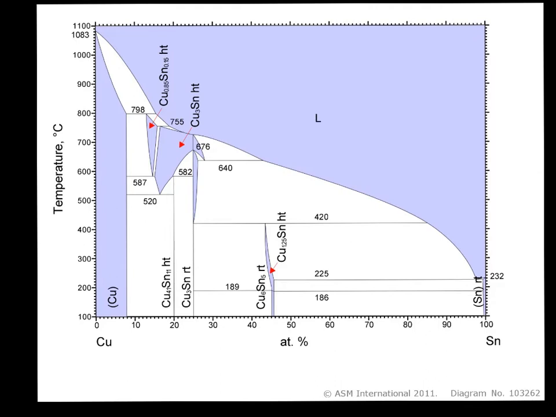Let's take a quick tour of some phase diagrams which are technologically relevant. Let's start with the phase diagram for copper and tin. This copper-tin system is sometimes used in three-dimensional interconnects in microelectronic devices. To form the copper-tin interconnects, solid-liquid interdiffusion is used.